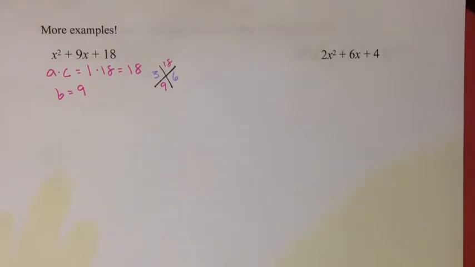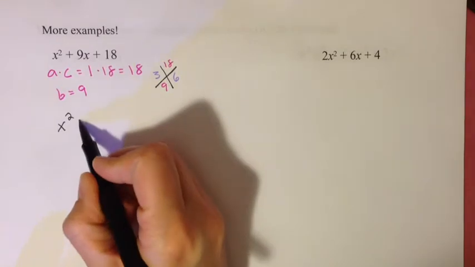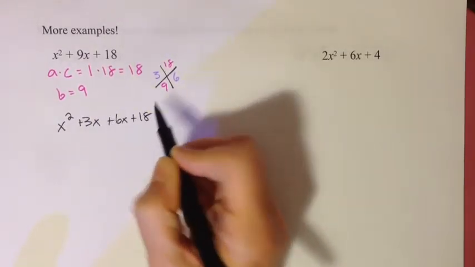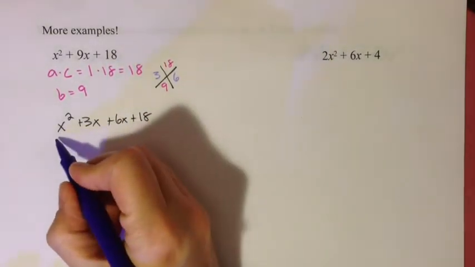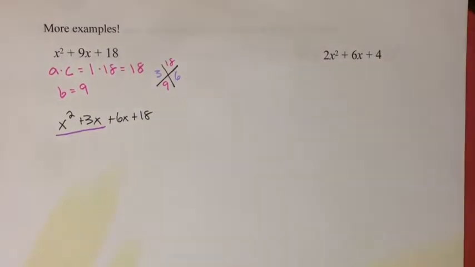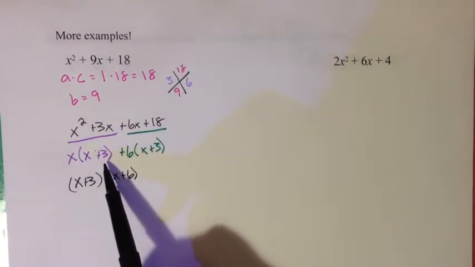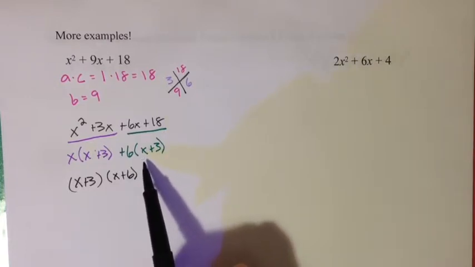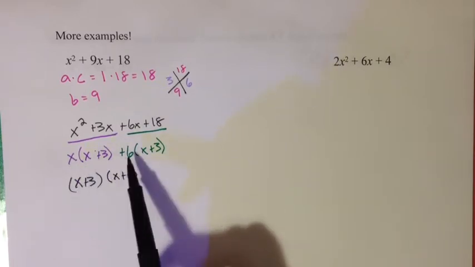Now I can use those two numbers to rewrite my middle term, making this x squared plus 3x plus 6x plus 18, and then doing my factoring by grouping. So I'm going to group my first two terms together and my last two terms together. From my first two terms, I can pull out an x, leaving behind an x plus 3, and from my last two terms, I can pull out a 6, also leaving behind an x plus 3. Now I can pull that x plus 3 out, leaving behind an x plus 6.